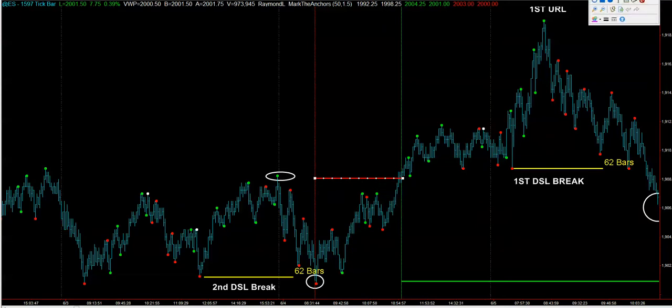So the DSL is broken. It's the second DSL, which prompts us for a reversal. Two DSL breaks is the equivalent of one step break. We take the highest point between the beginning of the DSL and the break itself, which is there. That becomes our resistance step, or stop, if you will. They're almost one and the same.